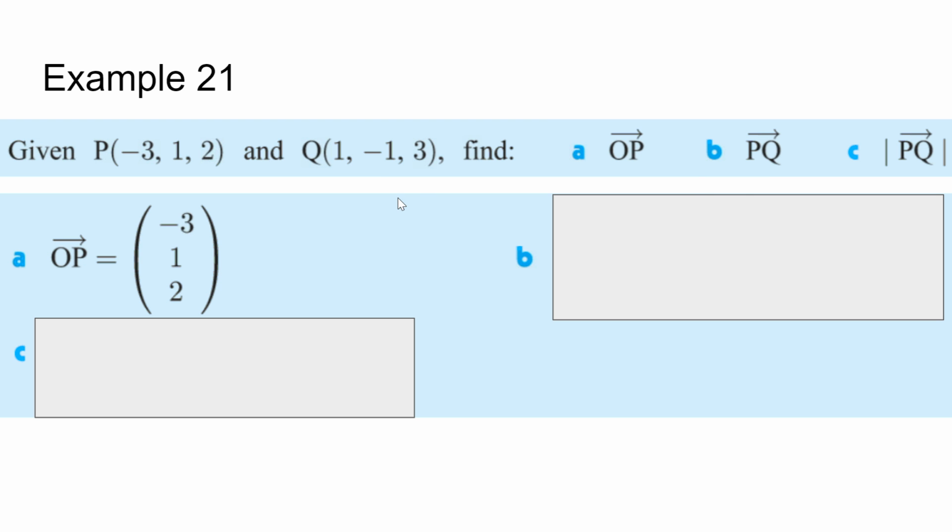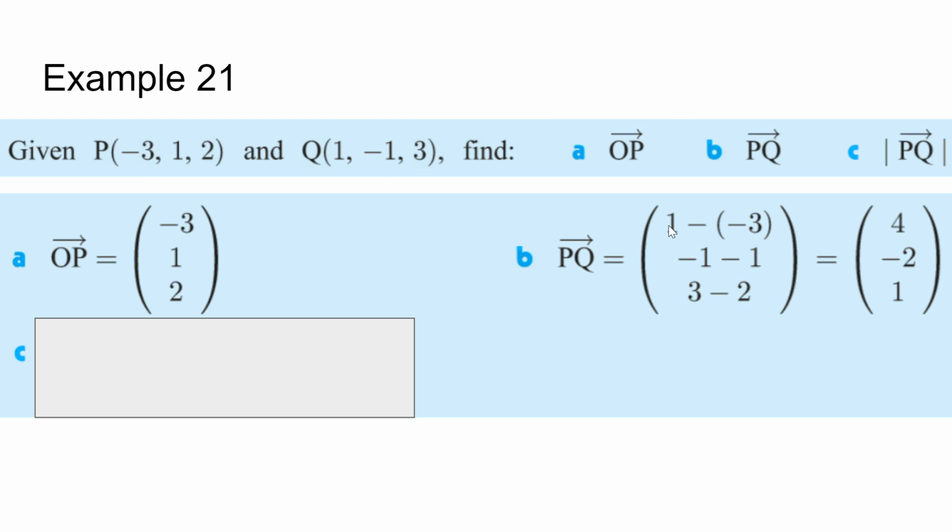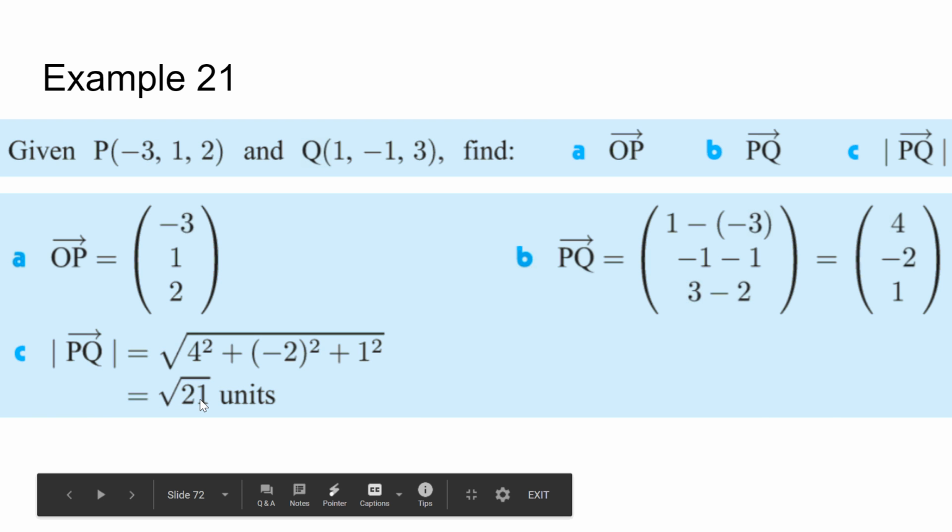Vector PQ: I'm going to take point Q and subtract point P. When I do that, 1 minus negative 3 is 4, negative 1 minus 1 is negative 2, and 3 minus 2 is 1. Then in part C, if I'm trying to find the magnitude of that, I'm just going to take 4 squared plus negative 2 squared plus 1 squared, and square root all of that, and I end up getting root 21 units.